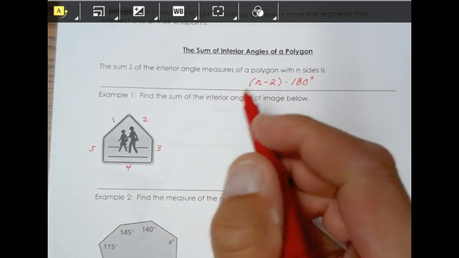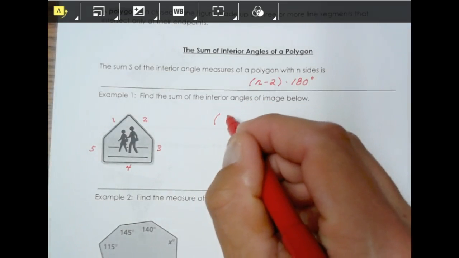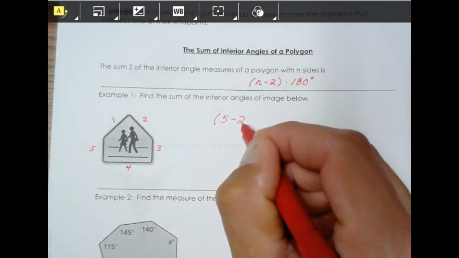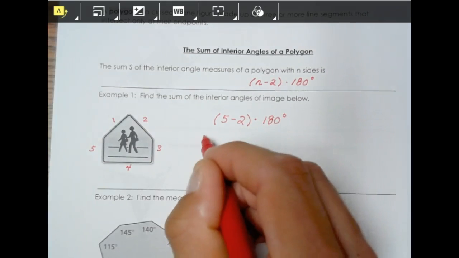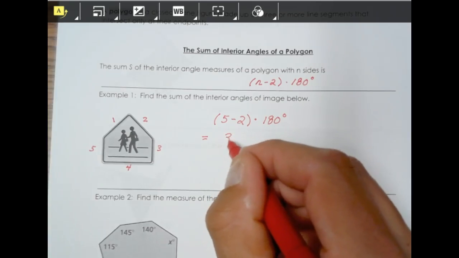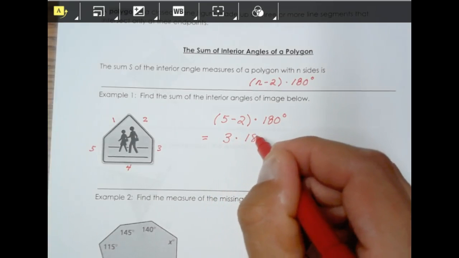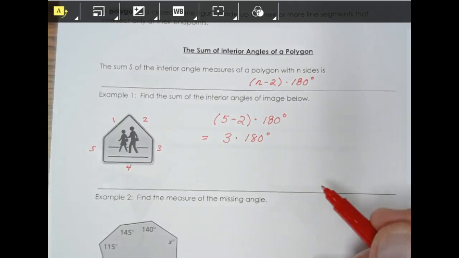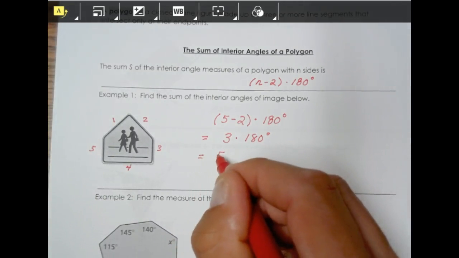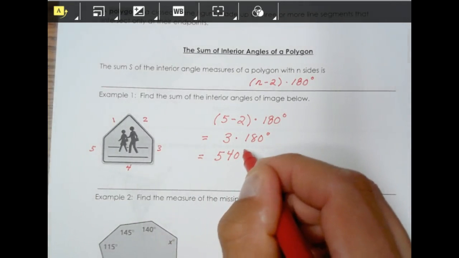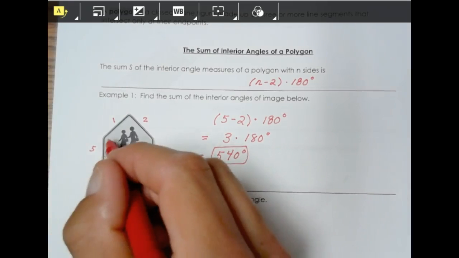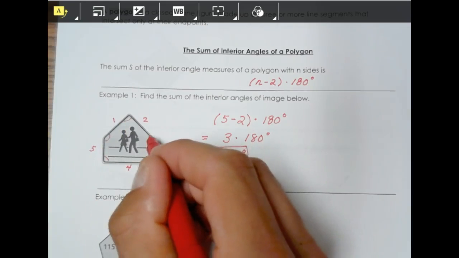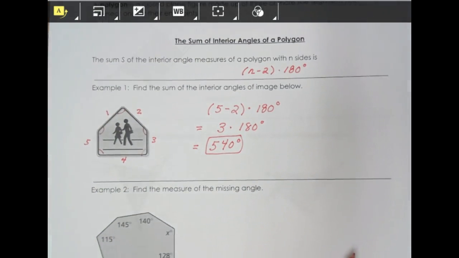So I'm going to plug in 5 for my n value. I'm going to have 5 minus 2 times 180 degrees. And from here, I'm going to simplify this. I'm going to have 3 times 180 degrees, which gives me 540 degrees. So what that means is that this angle plus this angle plus this angle plus this angle plus this angle has a sum of 540 degrees.